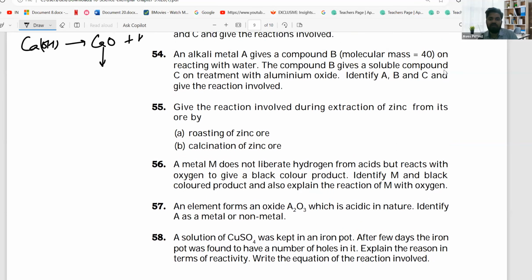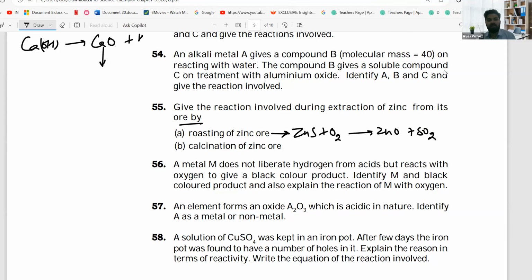Give the reactions involved during the extraction of zinc from its ore by roasting. The roasting of zinc ore. For which type of ore do we do roasting? Sulfide ore. So ZnS plus O2 will give you ZnO plus SO2.